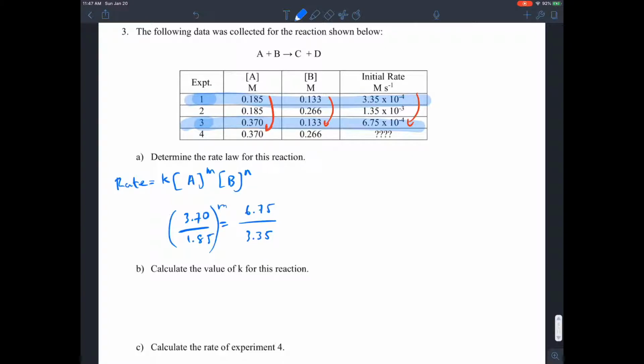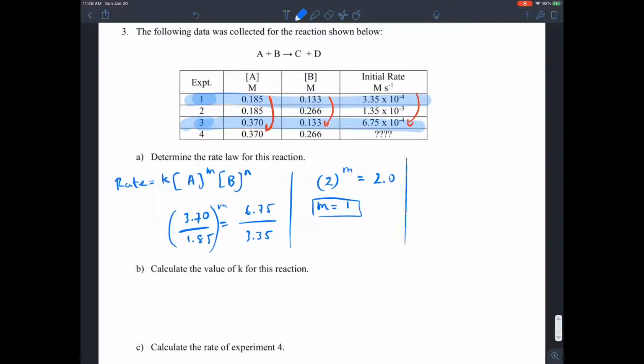So what do we get? 3.70 divided by 1.85 gives me 2. So that's 2 to the nth power is equal to 6.75 over 3.35, and that's equal to 2.0. So my M must be 1 in this case because 2 to the 1st power gives me 2. So I know what my M is.